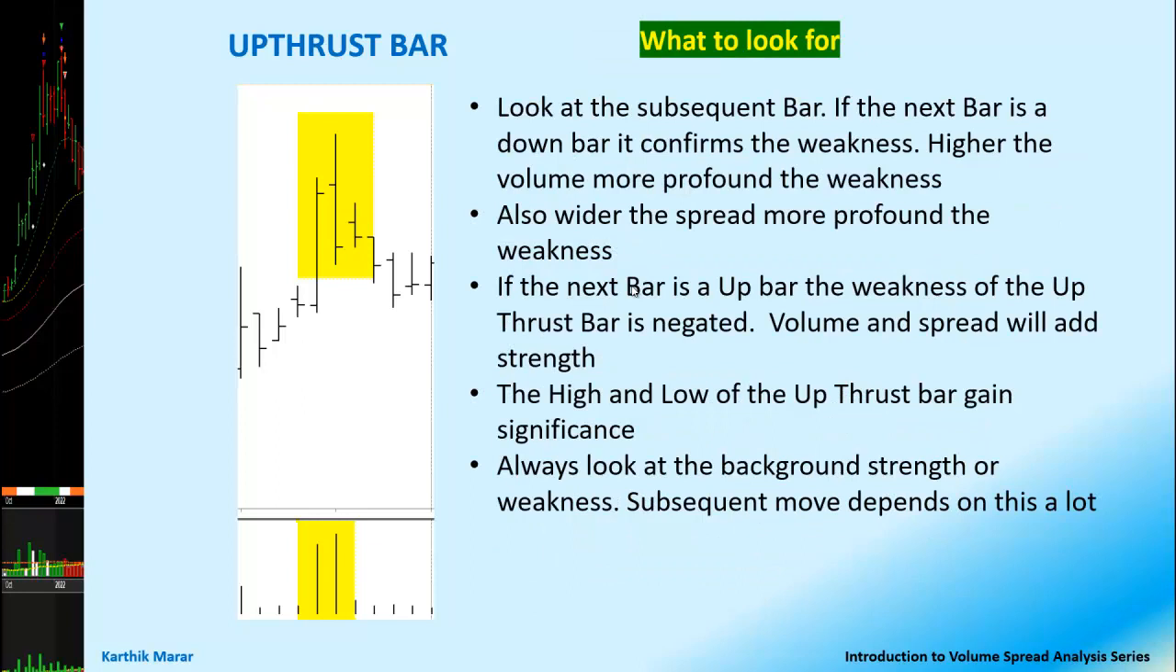Now what do we look for after we see the upthrust bar? We need to look at the subsequent bars. If the next bar is a down bar, it confirms the weakness. The higher the volume, the more profound the weakness. Also, the wider the spread, the more profound the weakness. If the next bar is an up bar, the weakness of the upthrust bar is negated. The volume and spread of this up bar will add to the strength.